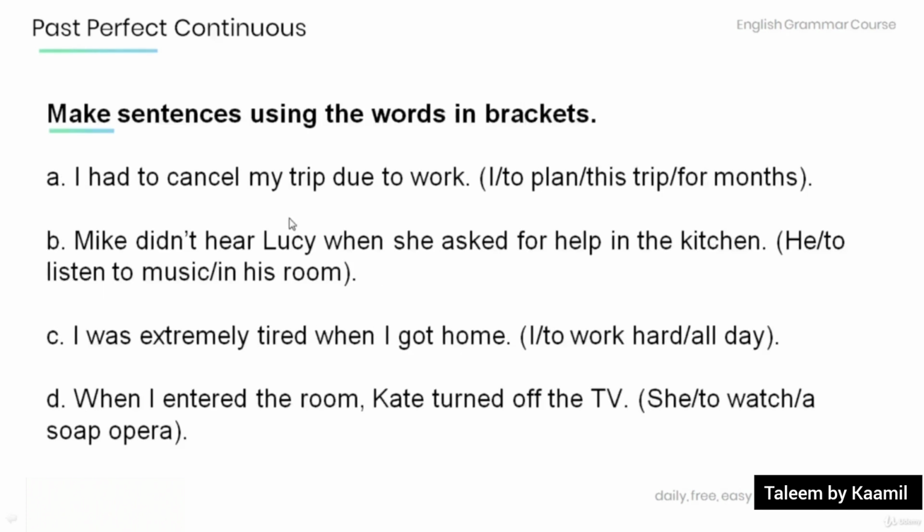And now, it's time for you to practice on your own. Make sentences using the words in brackets. A. I had to cancel my trip due to work. I (plan) this trip for months. B. Mike didn't hear Lucy when she asked for help in the kitchen. He (listen) to music in his room.